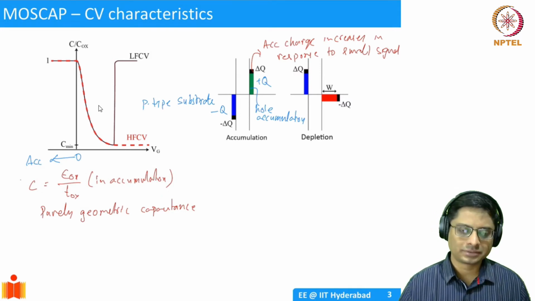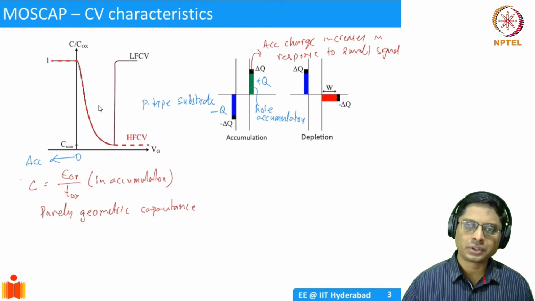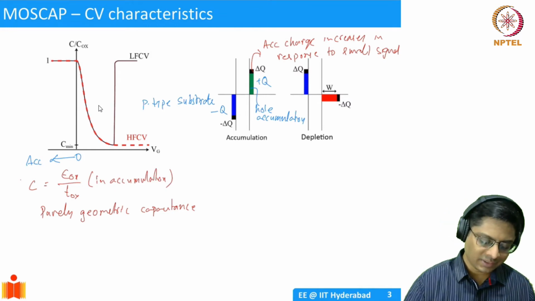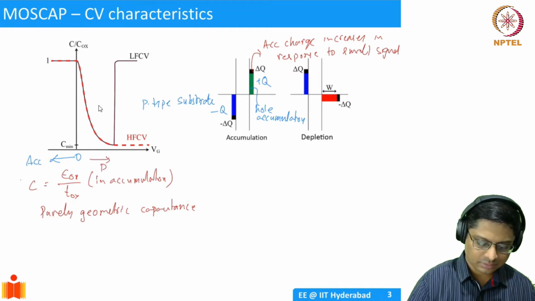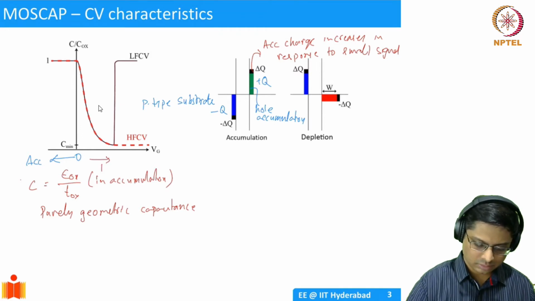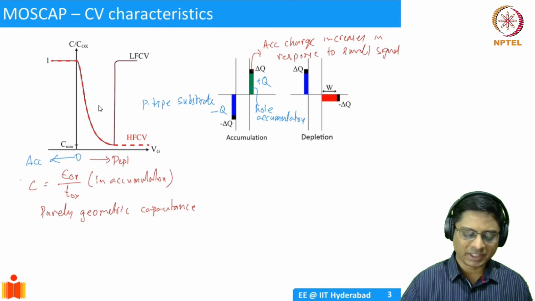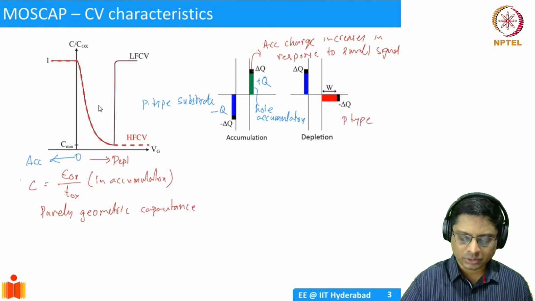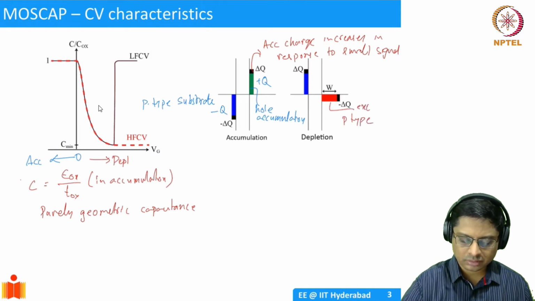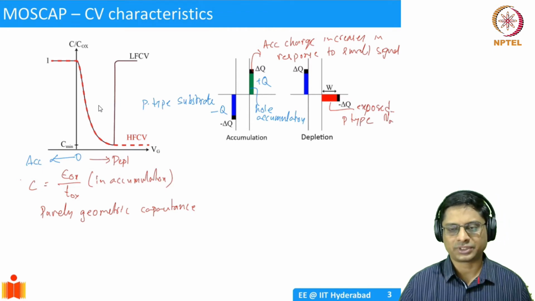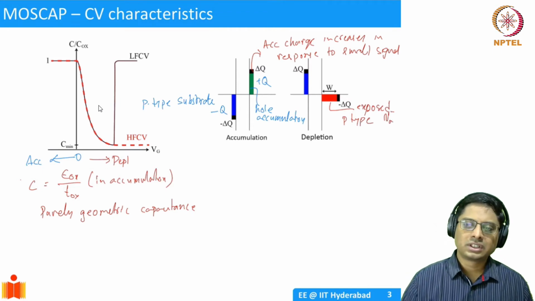What happens in depletion? So we know that as you increase the gate voltage from 0 onwards, it will be depletion. Right? What happens? So we're going to push away the holes. This is a P-type substrate, so we're going to push away the holes. So you get exposed acceptors, exposed Na minus. Exposed acceptors. So that is going to balance.